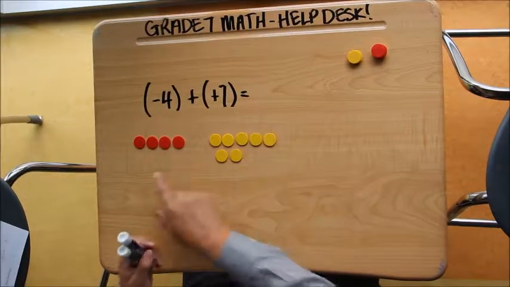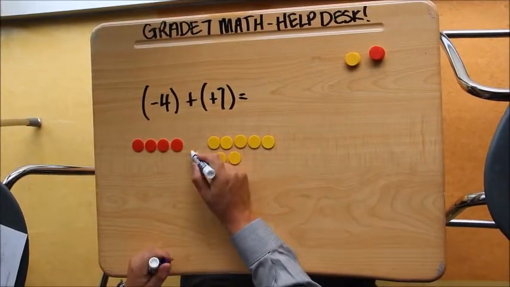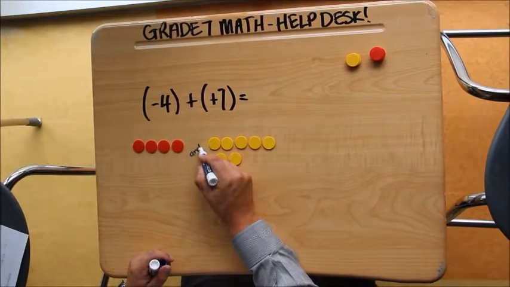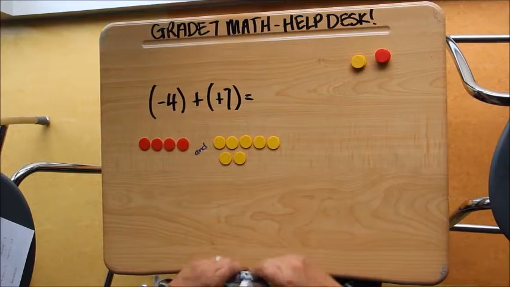Okay, so we've done the same thing. That's 4. Negative is red tiles, and 1, 2, 3, 4, 5, 6, 7 yellow tiles.